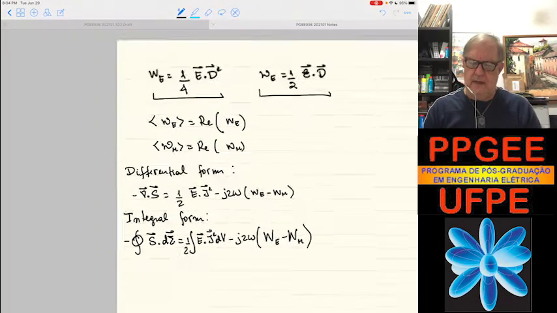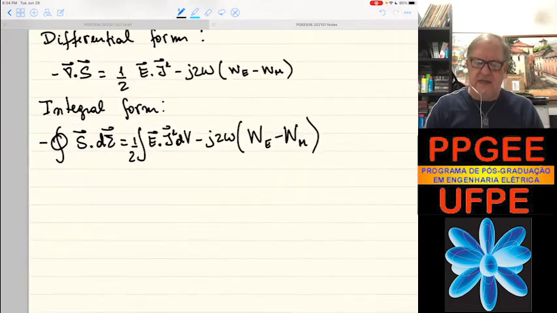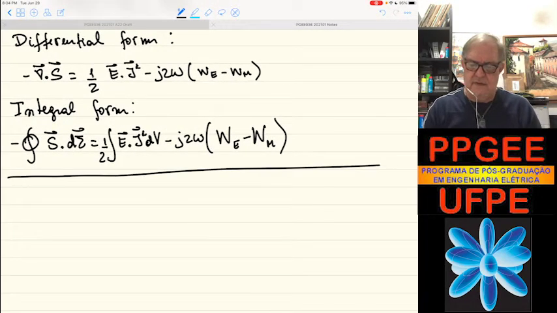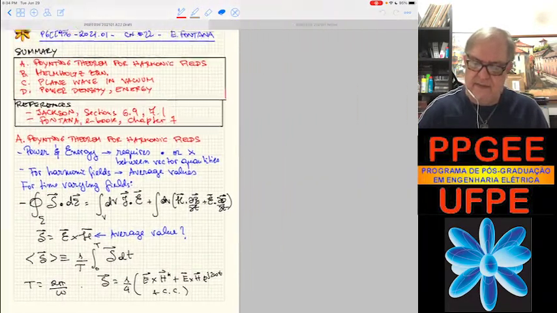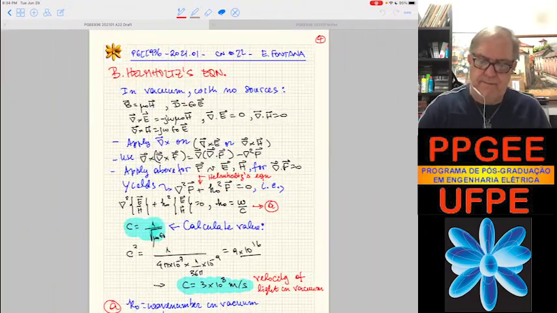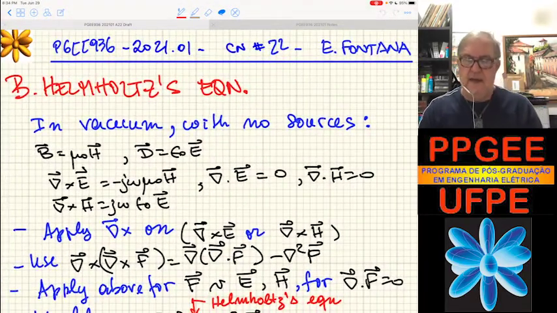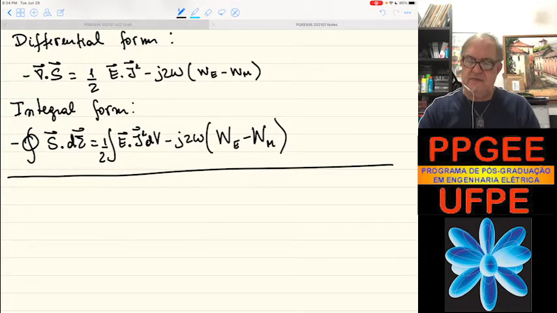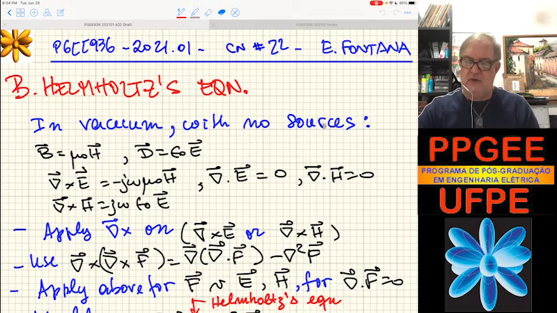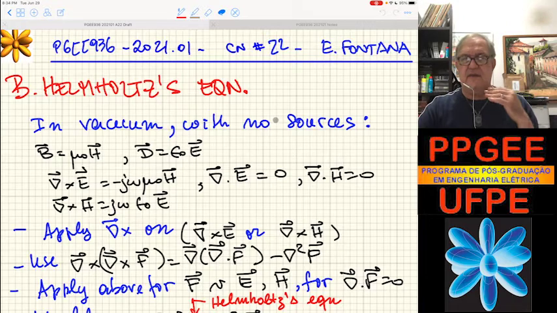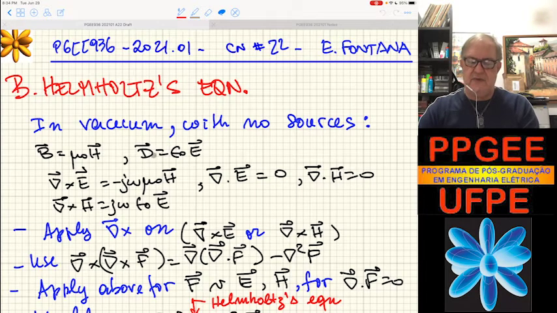Okay. Let's look now into Helmholtz equation. And let's look at what the solution is. Let's go to this next topic. Let's assume that we are in vacuum. Okay. We have no sources, no charge density, rho equals 0, no current density, J equals 0. So we have B equals the magnetic permeability in vacuum times H. D equals epsilon 0 E.